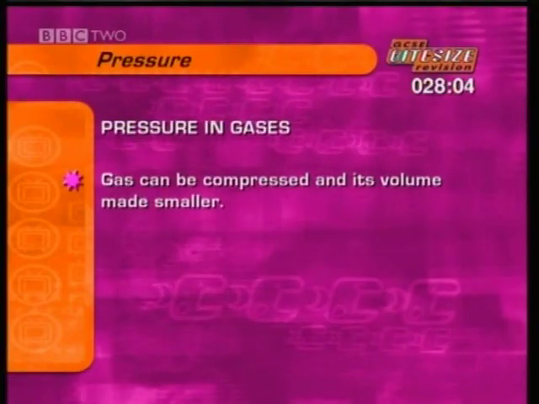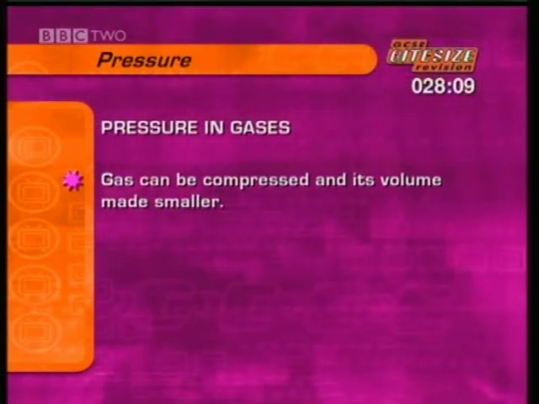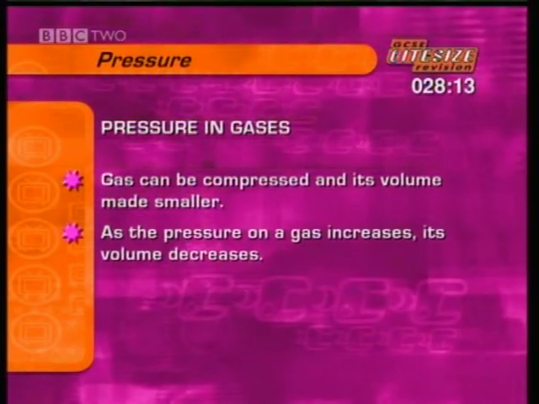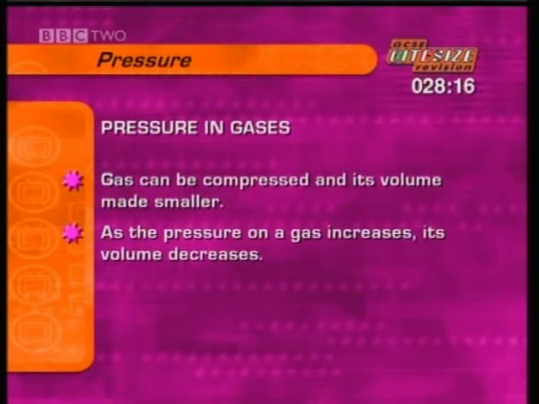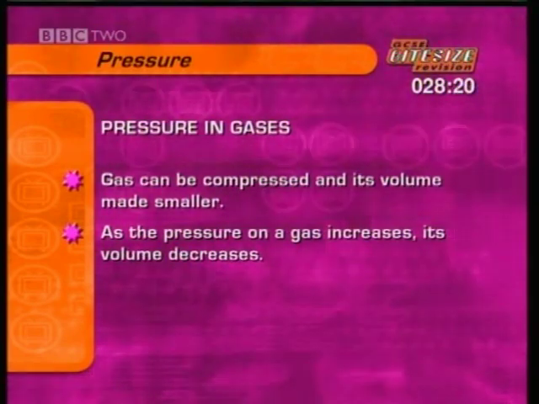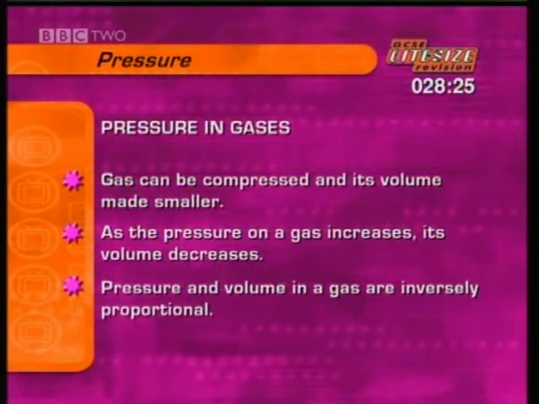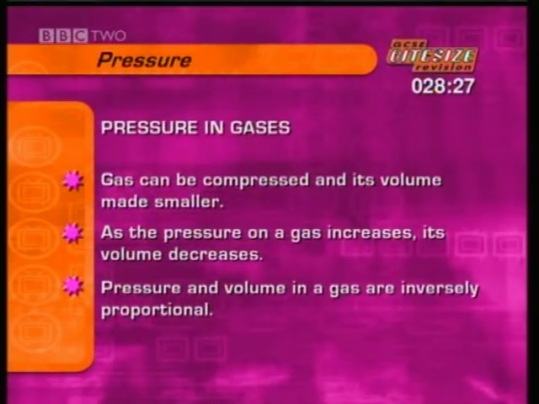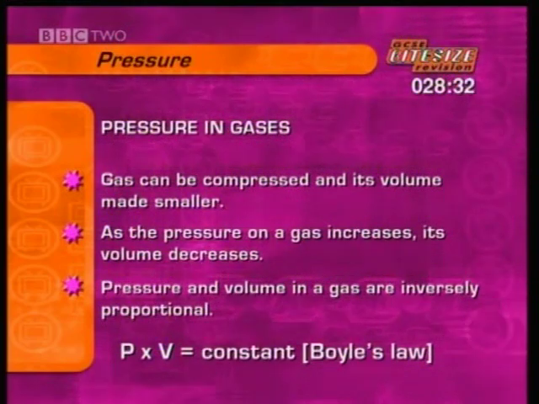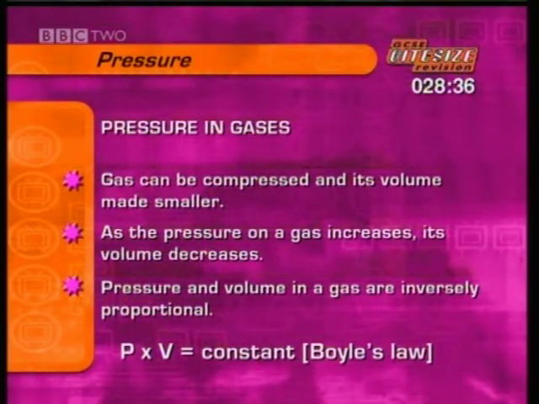We saw that, unlike a liquid, a gas, such as air, can be compressed, and the volume it occupies gets smaller. So if the pressure on a gas increases, its volume decreases, and if the pressure decreases, its volume increases. Another way of saying that is that the pressure and volume in a gas are inversely proportional. There's a formula for this, which says that for any gas, pressure times volume is constant, assuming the temperature stays the same. This is Boyle's law.